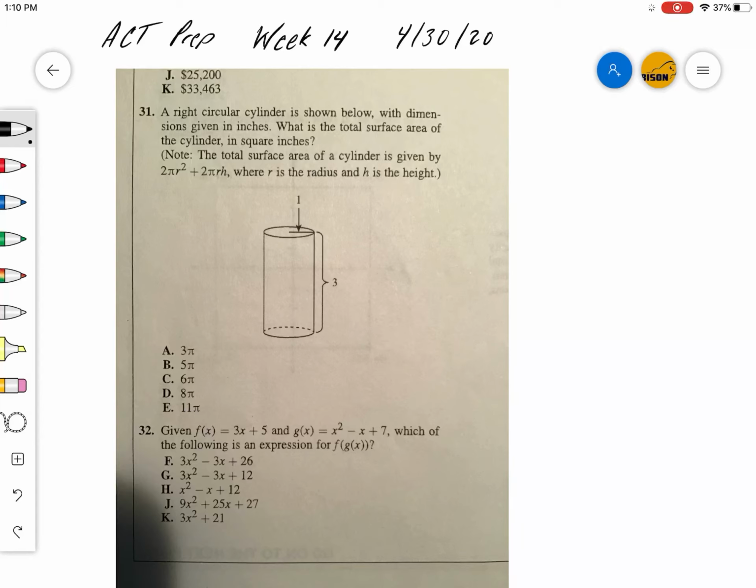Going to go ahead and get started on 31 through 40 here today. Number 31. Okay, so we've got a right cylinder, and it's got the dimensions given in inches. Okay, so what's the total surface area of the cylinder?